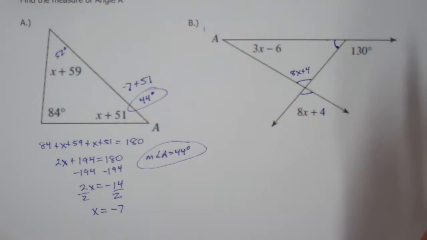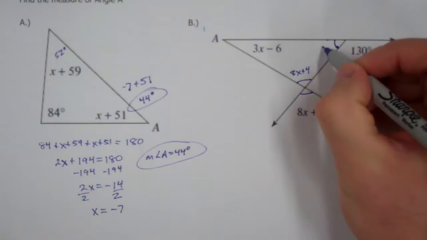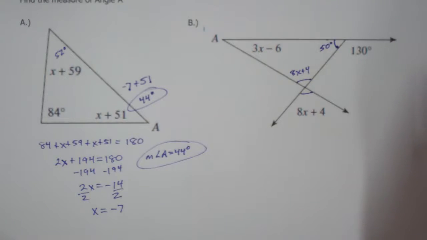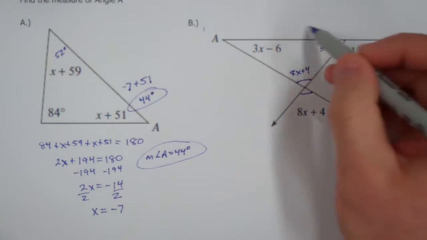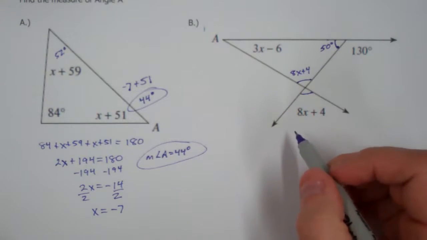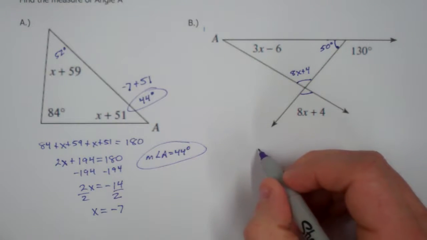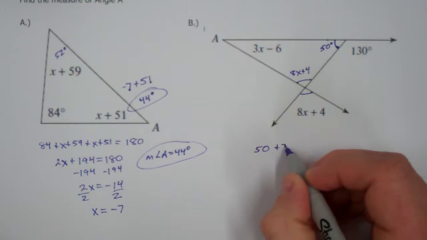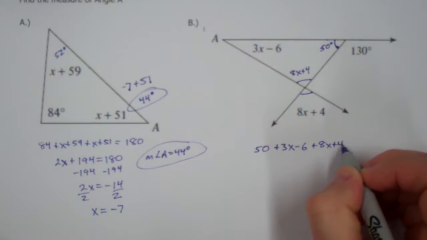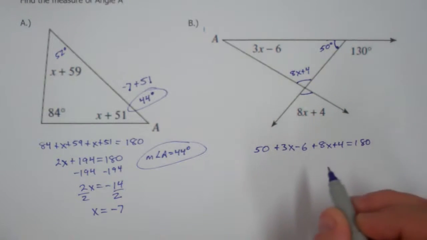A linear pair, those are always supplementary. So 50 degrees would make sense for this angle. 50 and 130 is 180. Now we can use our interior angle of a triangle theorem here, that the sum of the interior angles of a triangle is 180, and so we could just add them all up. So 50 plus 3x minus 6 plus 8x plus 4, and set that equal to 180.